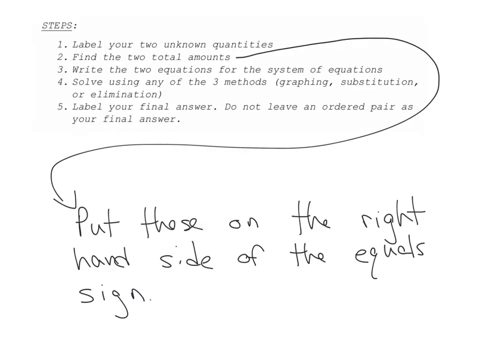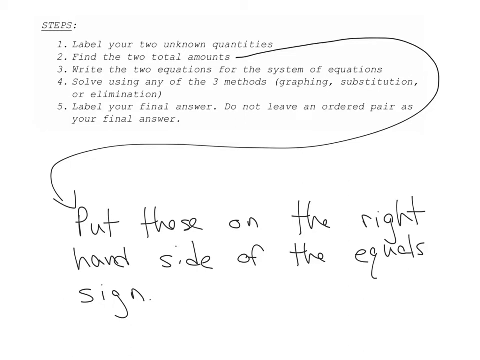Our steps for solving are going to be to first label our unknown quantities. To find these, it's usually in the last sentence when they ask a question. What they're asking us to find is what we don't know. So we're going to label those as our unknown quantities. We're then going to find the total amounts in the equation, and we're going to put these on the right-hand side of the equal sign.